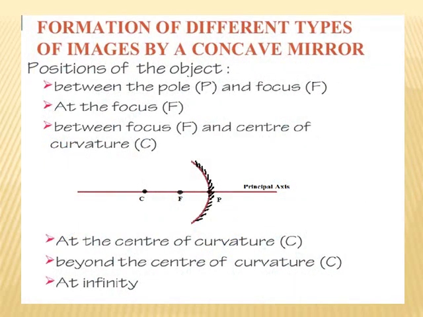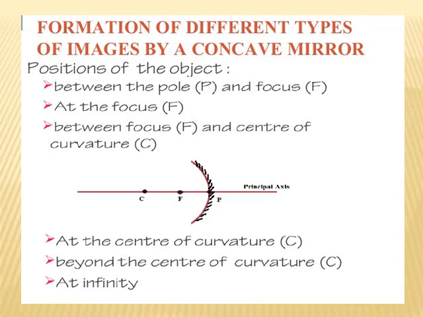This slide gives you the heading of the diagrams which you are going to draw. There are 6 subheadings. So the total heading is formation of different types of image by a concave mirror. So what are the positions? First, between the pole and the focus, at the focus, between the focus and the center of curvature C. Then at the center of curvature, beyond the center of curvature and at infinity.